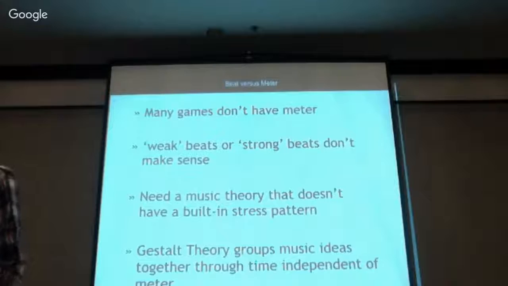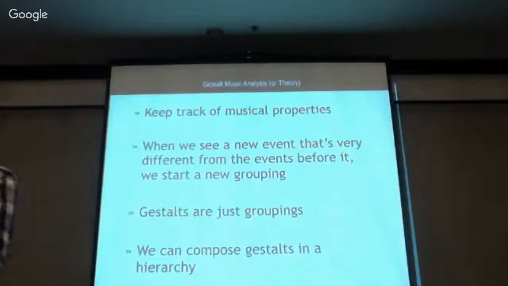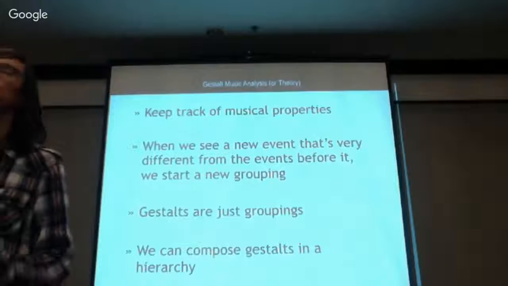So how do we apply this? What is a Gestalt theory, right? How do we do it? We'll keep track of several musical properties, and we'll treat them as continuous variables. When we see a new event that's very different from all the events that come before it, we'll start a new grouping. We'll say, okay, that stuff before is separate from the stuff we're in now. There's been some big event that's changed how we're going to move forward through time.